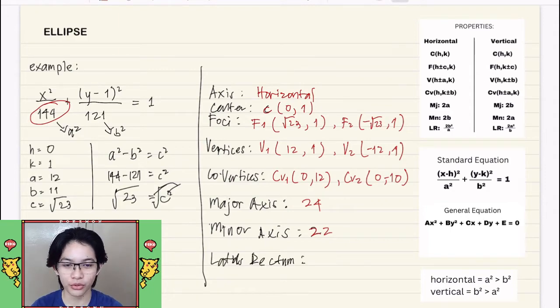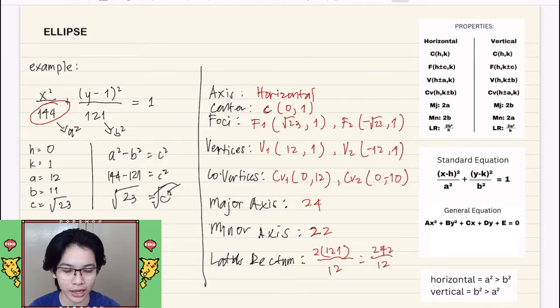For the latus rectum of horizontal, it is 2b² over a. 121 multiplied by 2 over 12 is equal to 242 over 12, which can be simplified to 121 over 6, or 20 and 1/6.